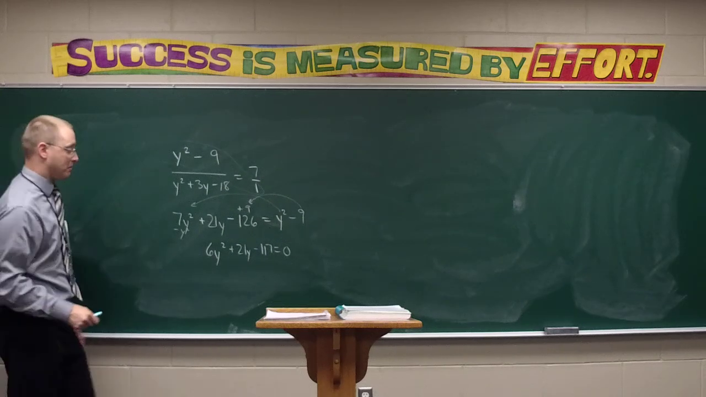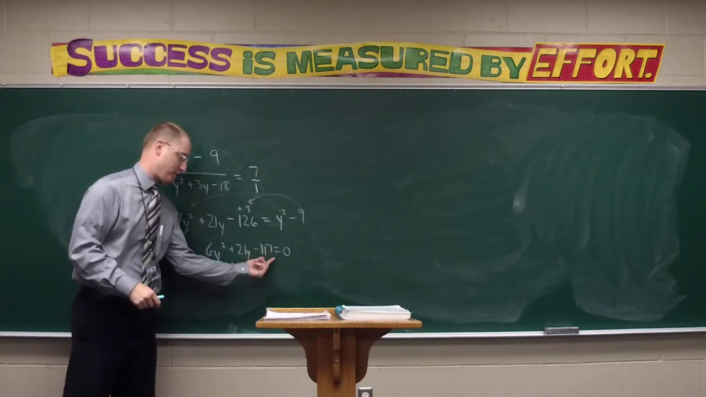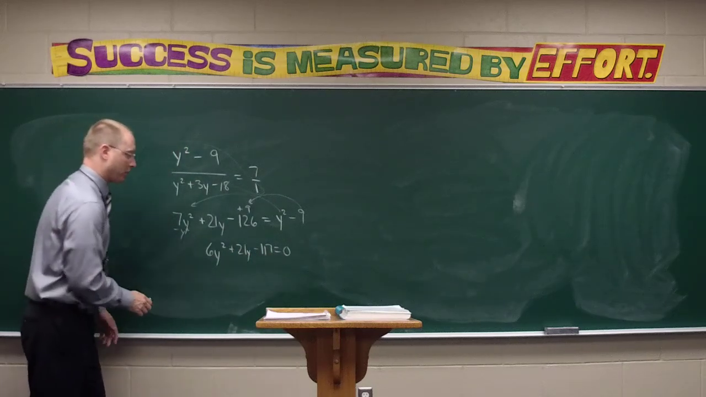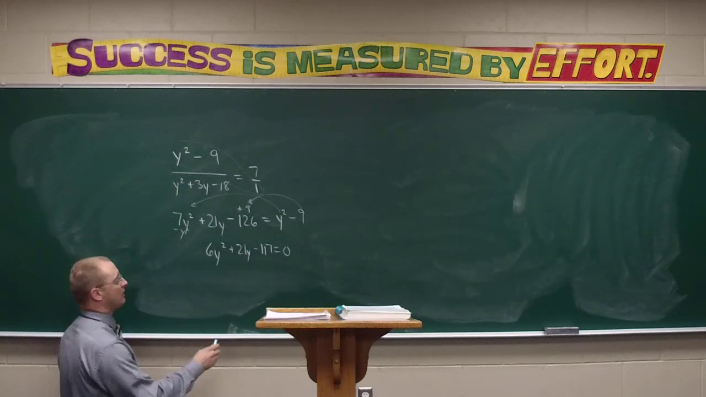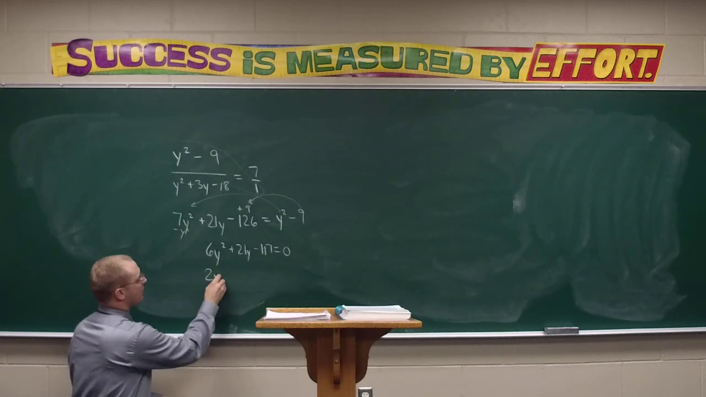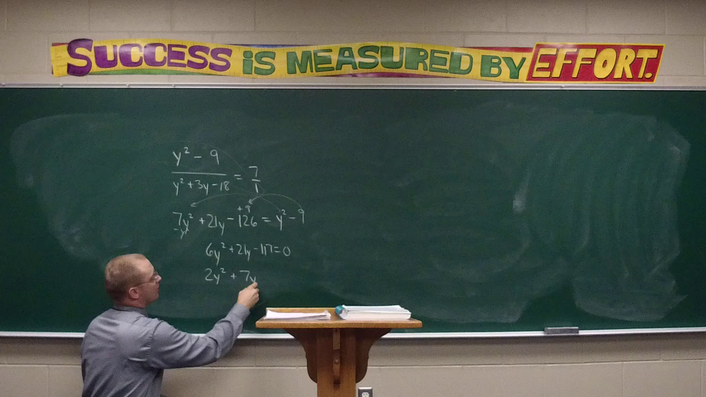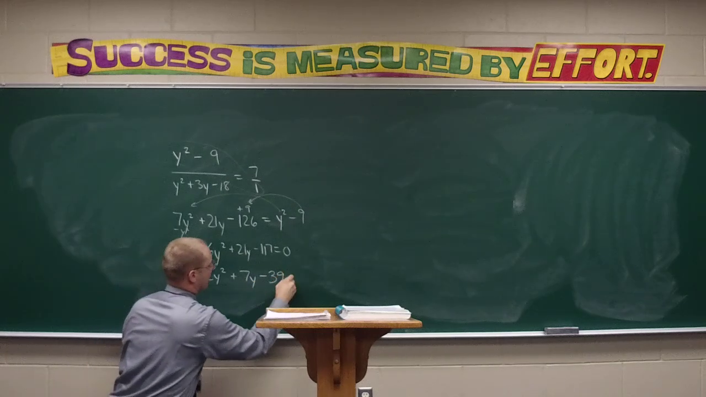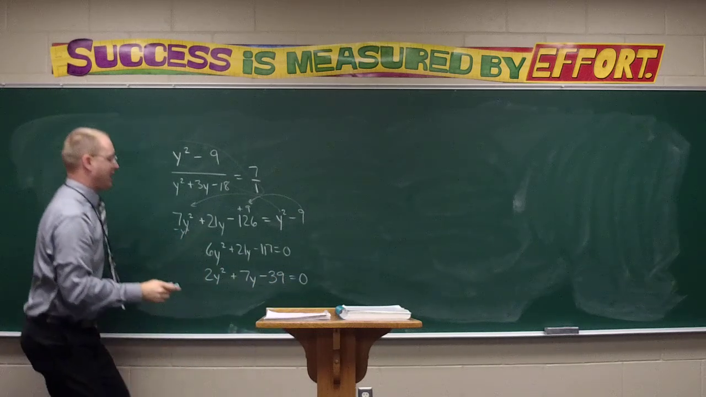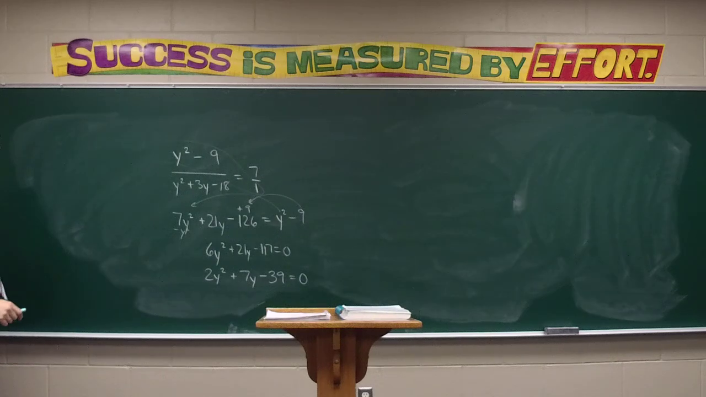Anything we could do to simplify our lives here? Take out a 3. Good, Maddie. We know these are divisible by 3. Add up the digits. That's a 9. What do we get if we pull a 3 out of everything, Maddie? 2y squared, positive 7y, negative 39. Good job there.